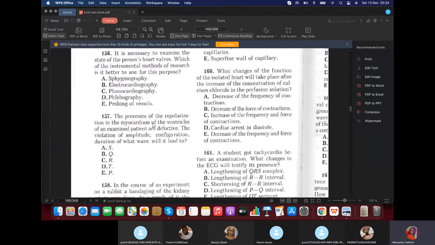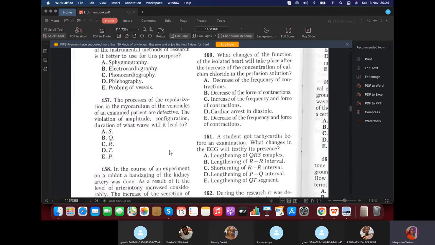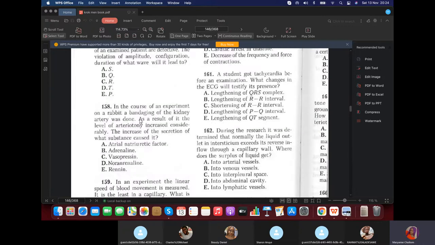The process of repolarization in the myocardium of the ventricle of an examined patient is defective. The violation of amplitude, configuration, duration of what wave will it lead to? So the repolarization of the ventricle is defective. Which wave will be affected? T wave.